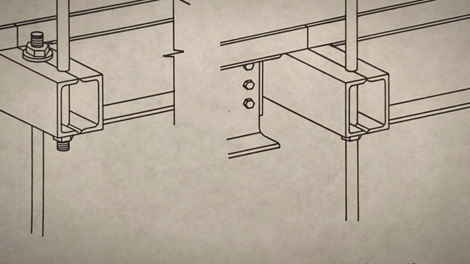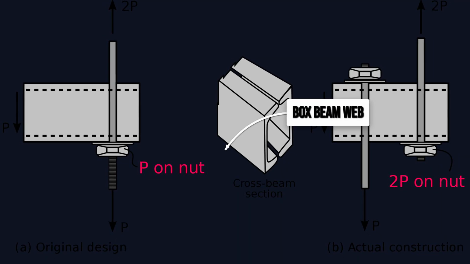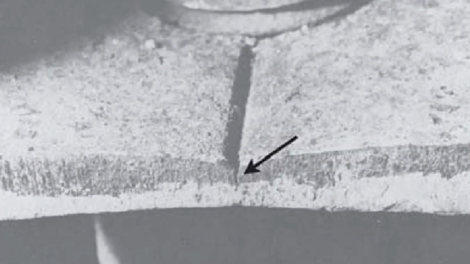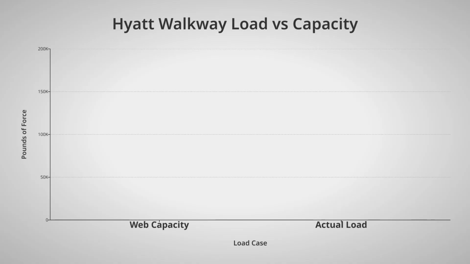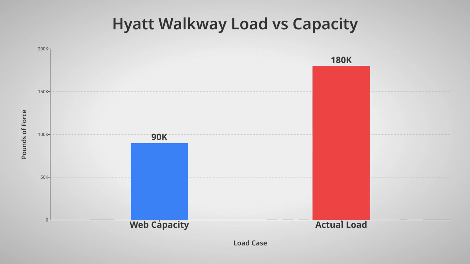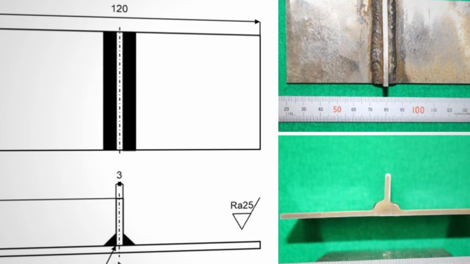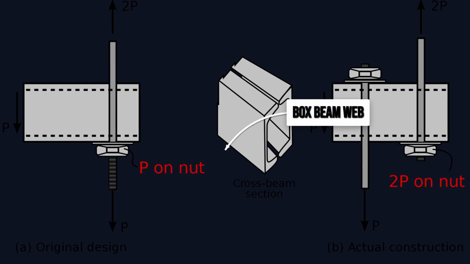The results were unambiguous. Every test specimen failed at the same location, the web of the fourth-floor box beam, directly where the upper and lower rods converged. The web tore open along the welded seam, unable to resist the combined vertical force. Calculations confirmed what the physical evidence showed. The actual load at these nodes reached approximately 180,000 pounds, nearly double the web's tested capacity, which topped out at around 90,000 pounds before failure. The welds, though compliant with code dimensions, could not hold against this magnitude of shear.